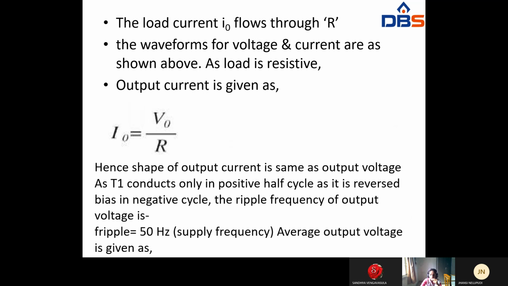The load current I0 flows through R. The waveforms for voltage and current are shown above. As the load is resistance, output current is given by I0 equals V0 by R. Hence the shape of the output current is the same as the output voltage. T1 conducts only in the positive half cycle, as it is reverse biased in the negative cycle. The ripple frequency of the output voltage is 50 Hz, the supply frequency.